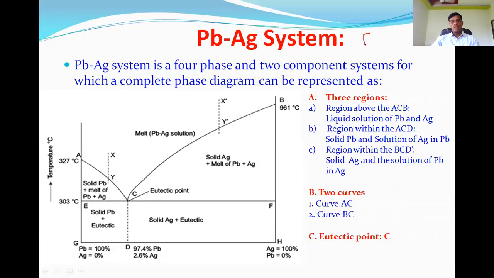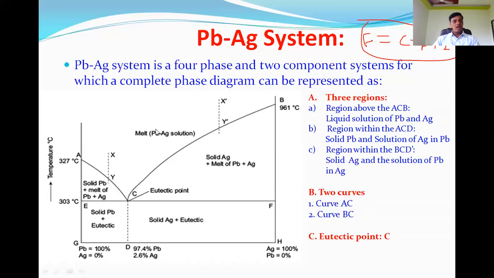F is equal to C minus P plus 1. This is called the reduced phase rule or condensed phase rule. F is equal to C minus P plus 1.